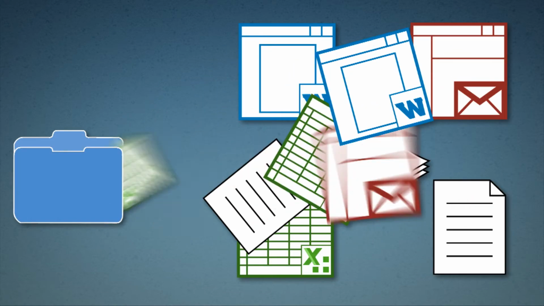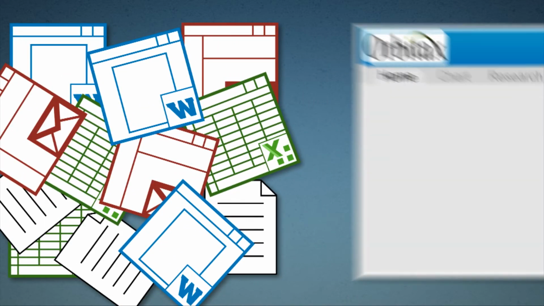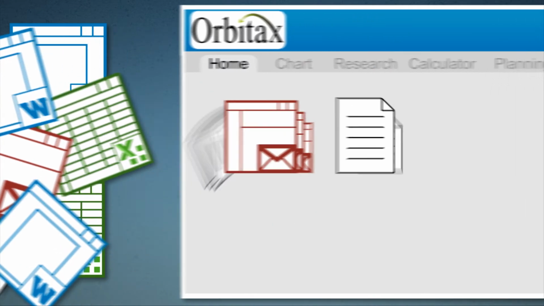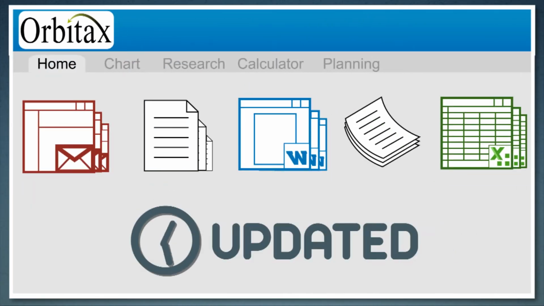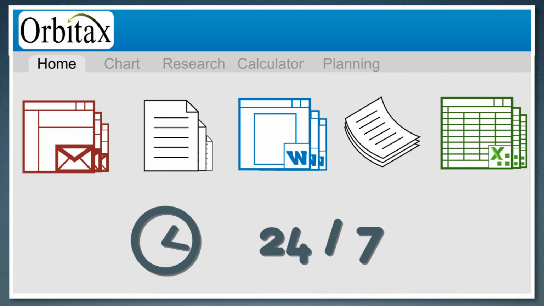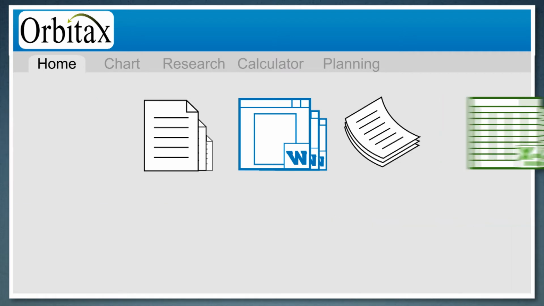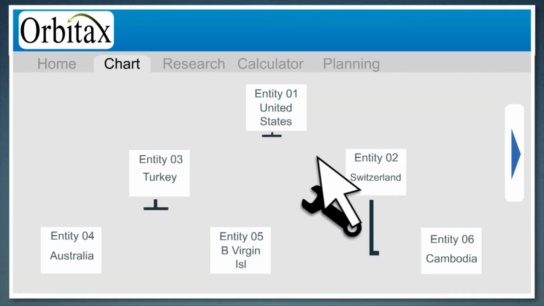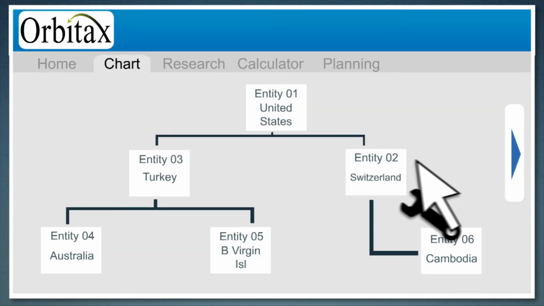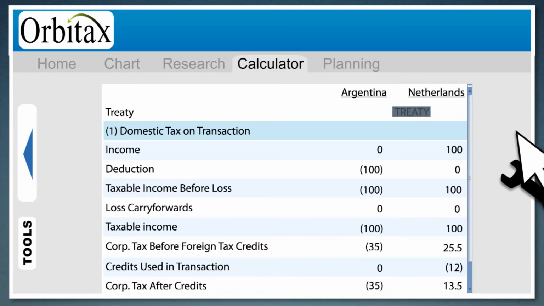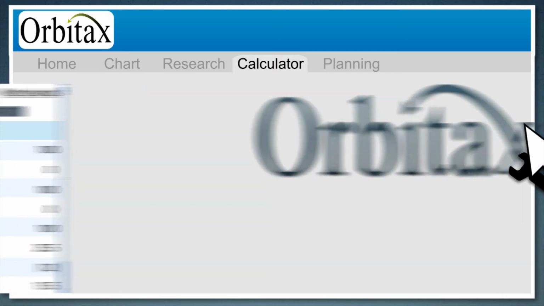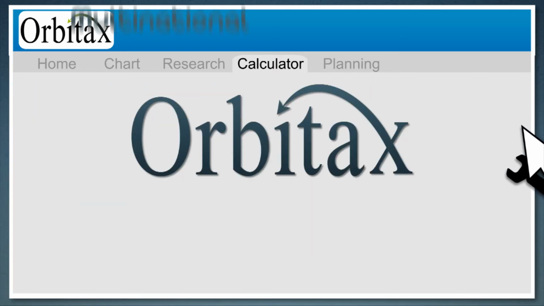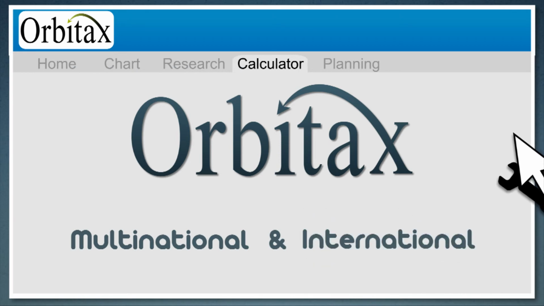Instead of using tax materials that are all over the place or outdated like Excel sheets and emails, information is handled through the software. This means up-to-date information and documents available 24/7. After both research information and company data is gathered, there are user-friendly tools that allow a tax expert to perform complex compliance and planning level tax calculations. Let's see why Orbitax is perfect for all multinationals and international tax advisors.